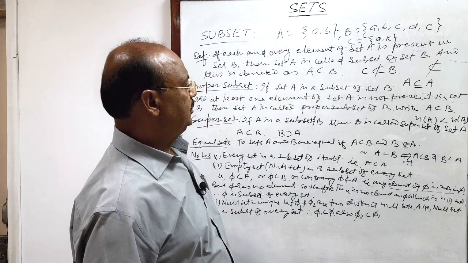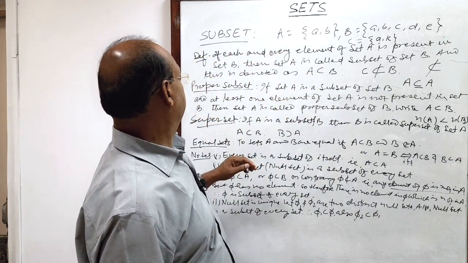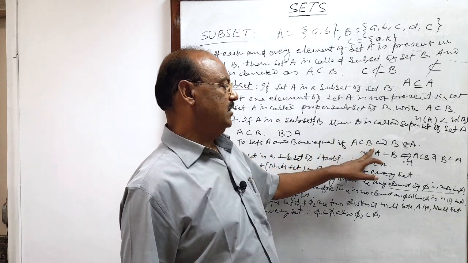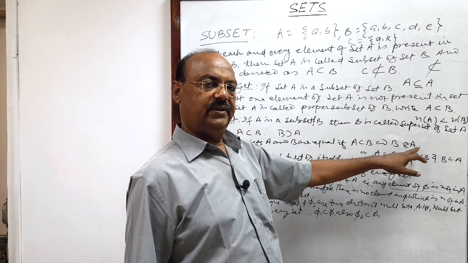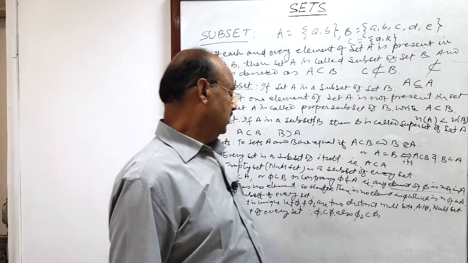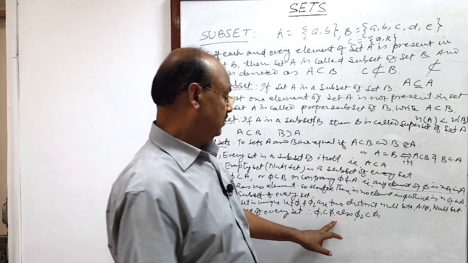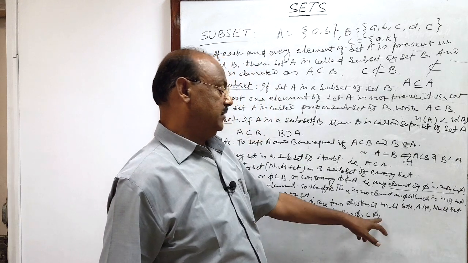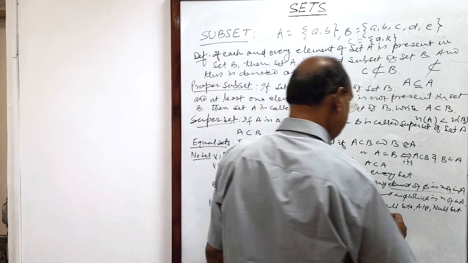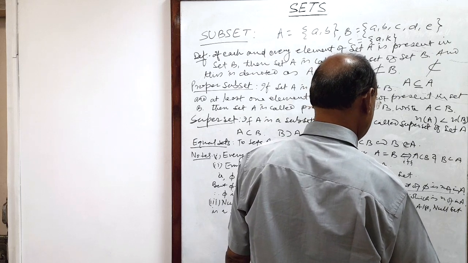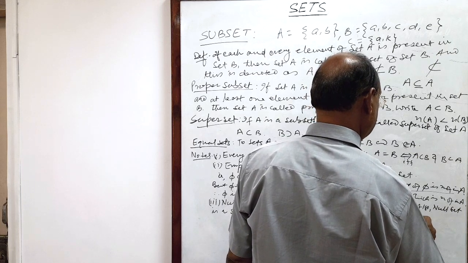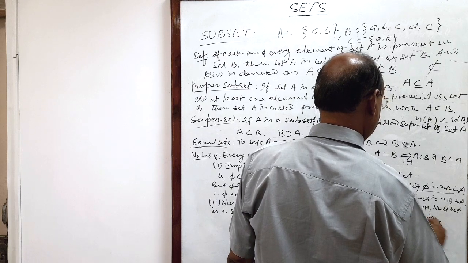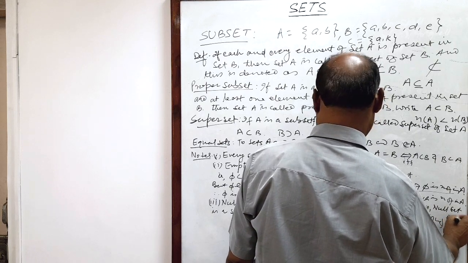So by the condition of equality of two sets, equal sets, if A is a subset of B and B is a subset of A, then A is equal to B. Similarly, if phi 1 is a subset of phi 2 and phi 2 is a subset of phi 1, what does it show? It shows that phi 1 is equal to phi 2. So this is unique. It has been proved.